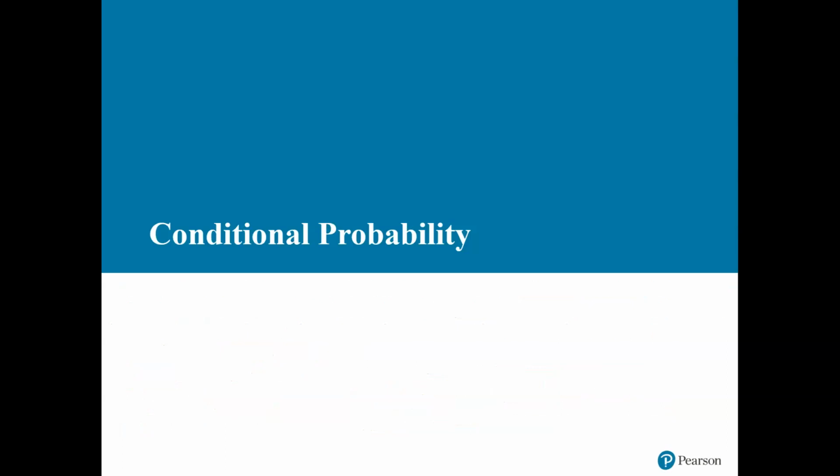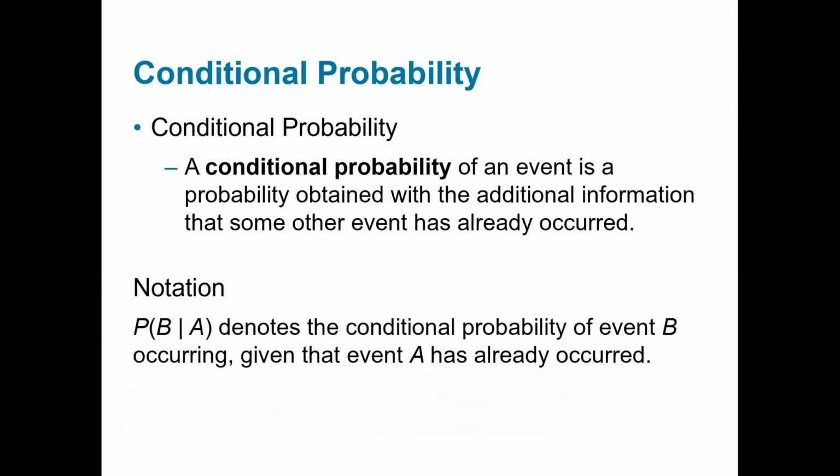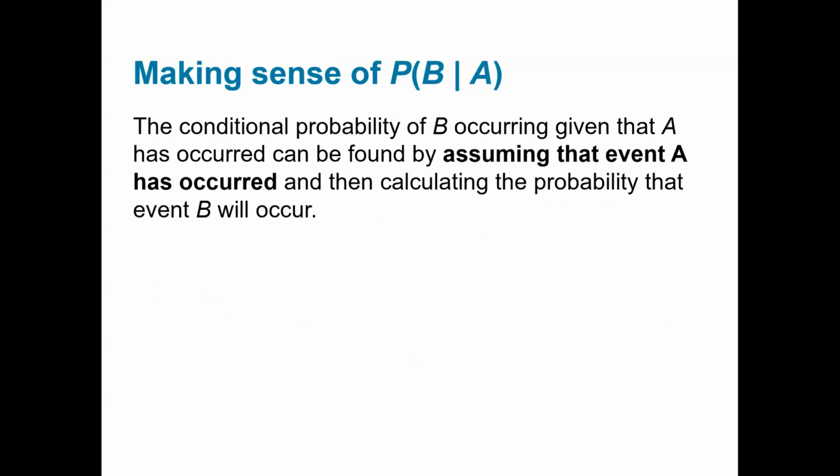So when we talk about conditional probability, the conditional probability of an event is a probability obtained with the additional information that some other event already occurred. Now, we did see this in Section 4.2. And so we're assuming that A already happened. We already took that person out. That thing already happened. So the best way to think about it is assuming that this already occurred.